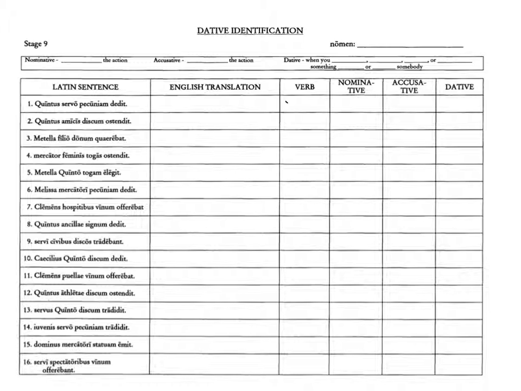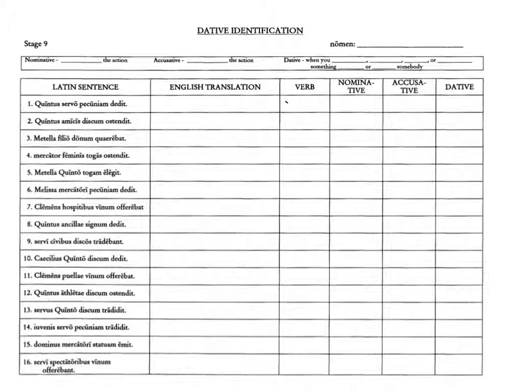Number 10, Caecilius gave Quintus a disc. So debited is the verb, Caecilius is the nominative, discum is the accusative, Quinto is the dative. Number 11, Clemens was offering wine to the girls. So afferabat is the verb, Clemens is the nominative, venum is the accusative, puelli is the dative.